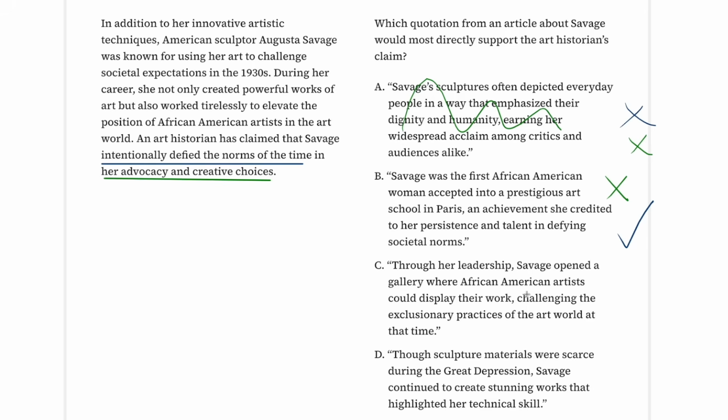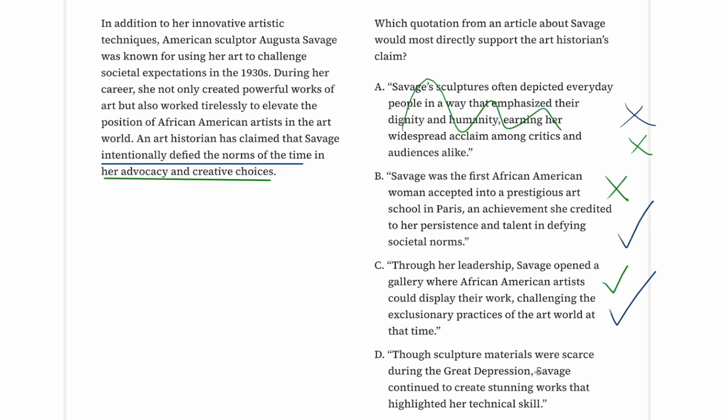Okay. C, through her leadership, she opened a gallery where African American artists could display their work, challenging the exclusionary practices of the art world at that time. Okay, so more subtle than B, but also a lot more correct than B. So what is the match here? Well, her advocacy, if you advocate for someone, you support them. And so if she is providing a place for other artists to display their work, that gives us information about her advocacy and creative choices. And then if she was challenging the exclusionary practices of the art world, well, practices are norms. And if she challenged those things, she defied them. And so that gives us our match there. And we have our two things, our two portions.